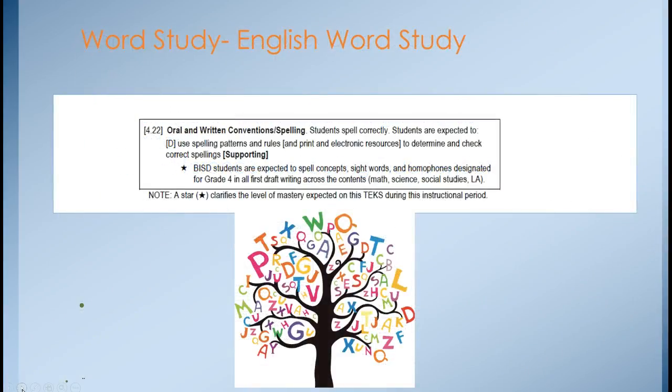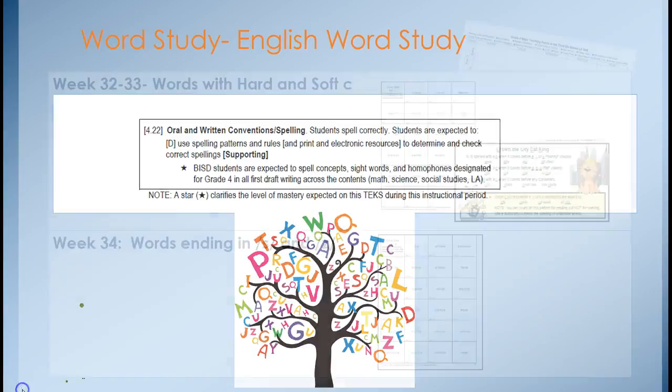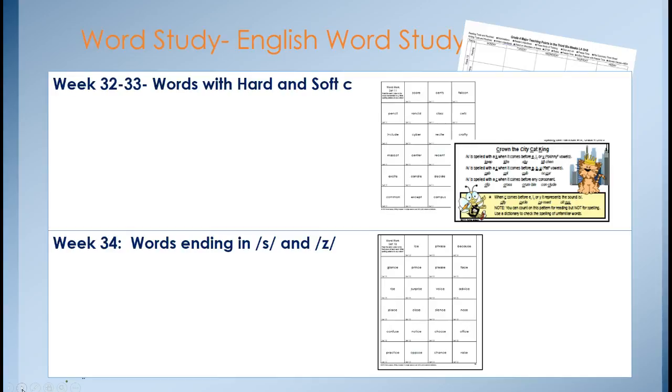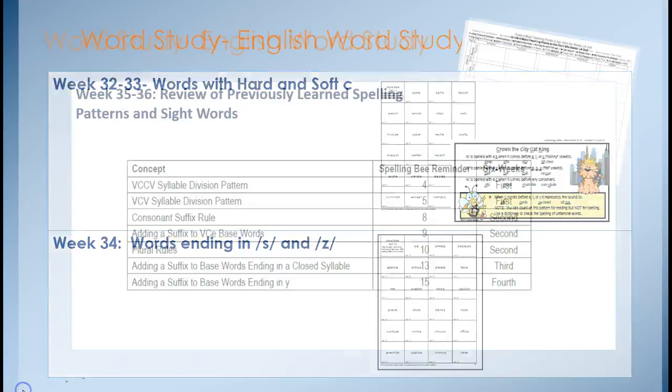English word study. Let's take a look at what we're going to be doing these 6 weeks in English word study. Weeks 32 and 33: words with hard and soft C. You're going to use word work set 11, looking at the pattern with hard and soft C, and then you have this spelling bee rule that goes in their notebooks. Week 34 is words ending in S and V, and you'll do the same thing with that.